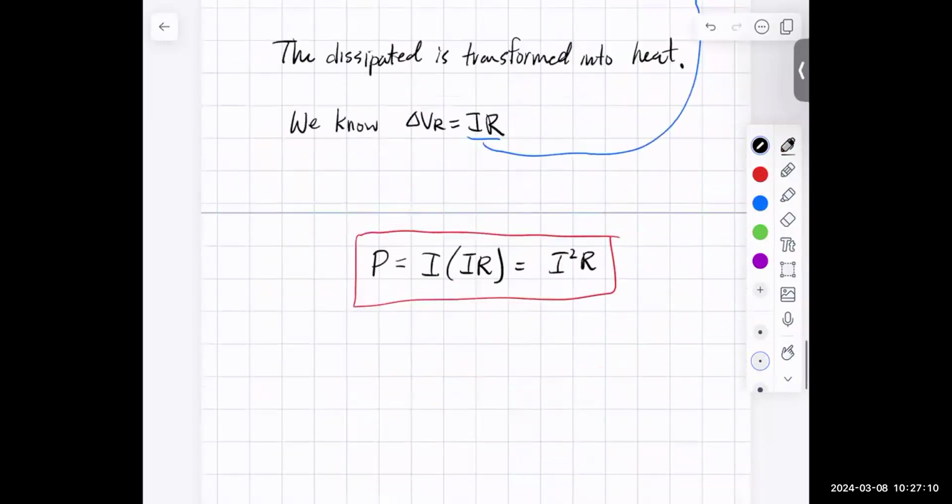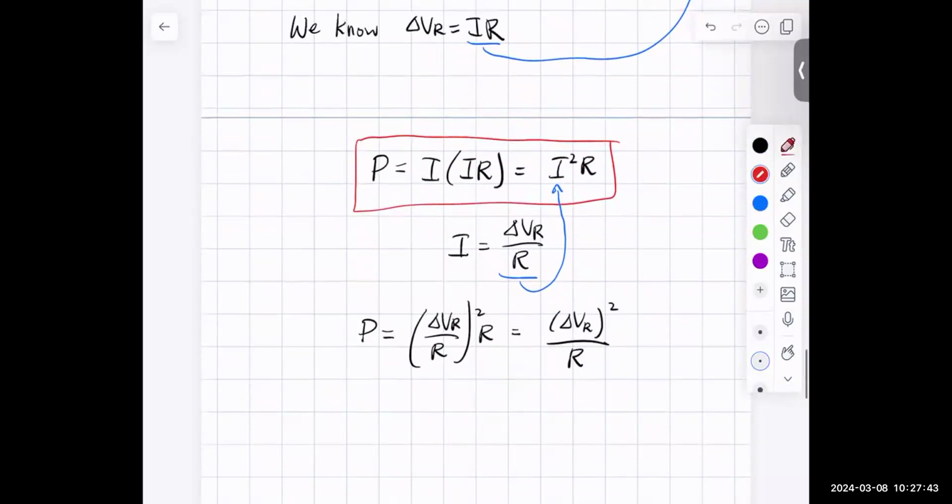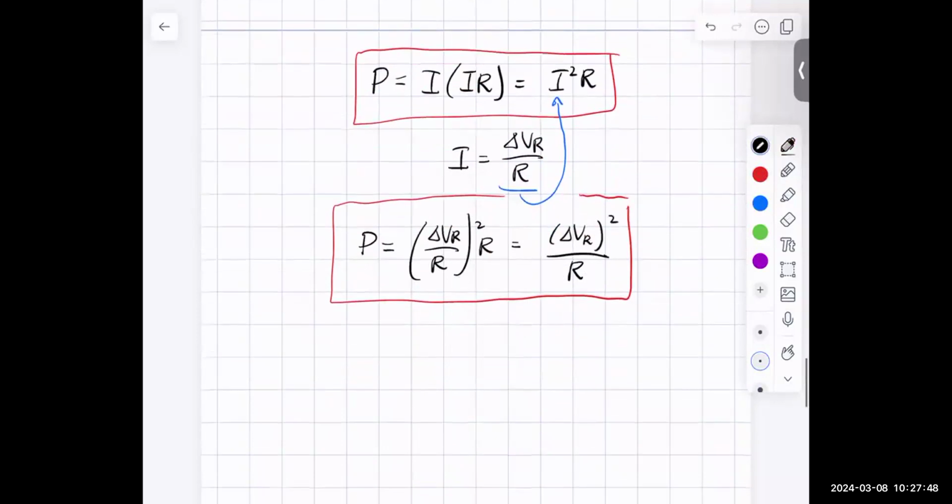So we could say, all right, I know that current is the change in voltage divided by resistance. And I could make that substitution in for I squared. And if we did that, P would be delta V_R over R squared times R, which is the change in voltage across the resistor. And then we have R divided by R squared, which turns out to be just 1 over R. And so that's our third way of expressing the power dissipated by a resistor.